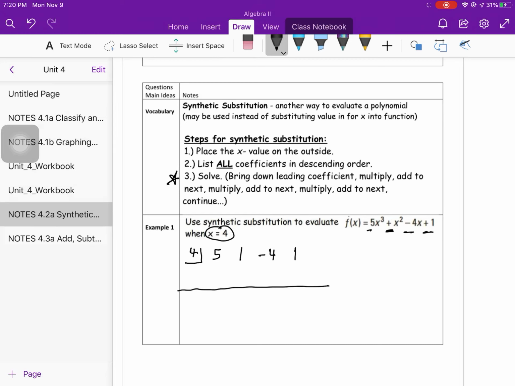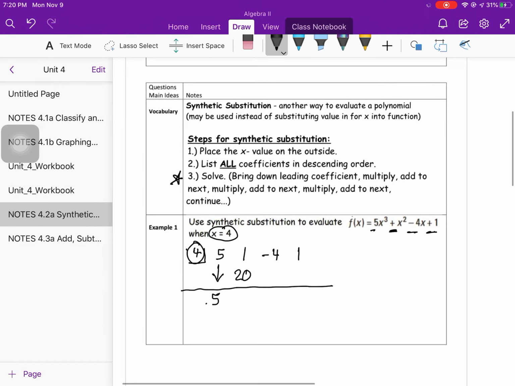And what we do every single time to start is you bring the first coefficient straight down. So 5 goes down. Everything that's beneath this line that we drew, we multiply it with 4. So it's going to be 4 times 5, which is 20. And then we write it on the right side of that. Everything up above here, these two numbers, we're going to add them. So 20 plus 1 is 21.